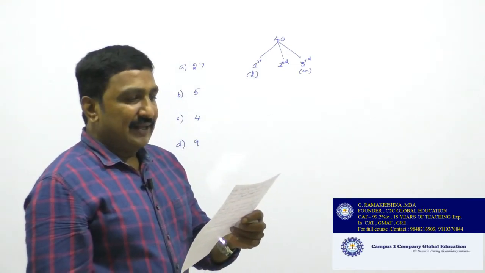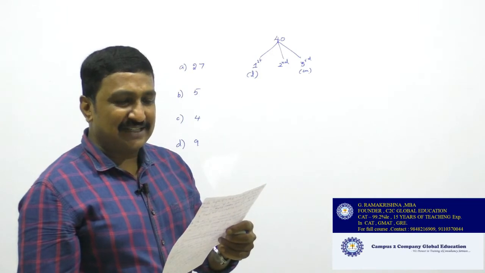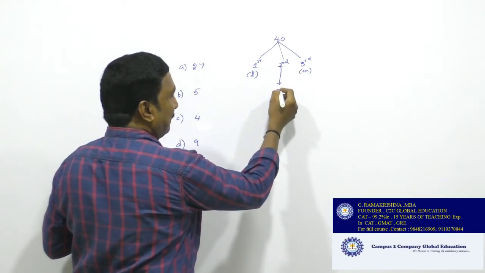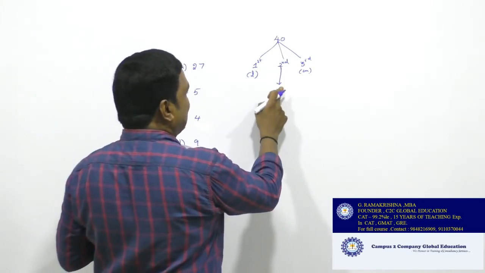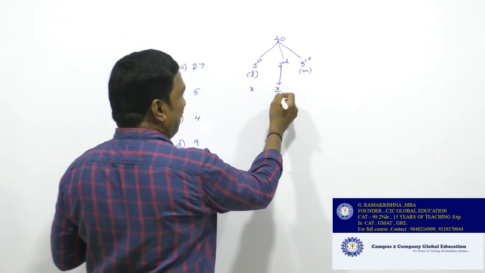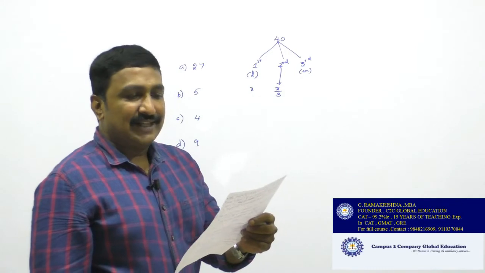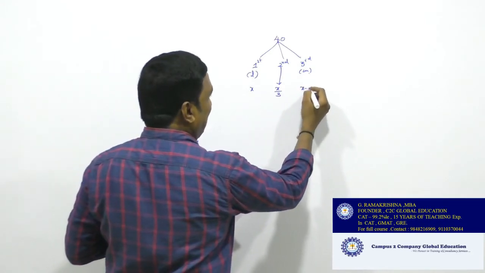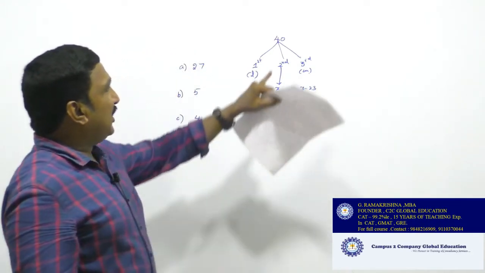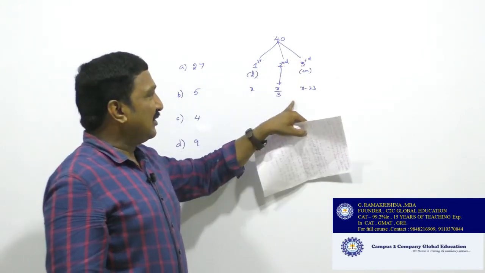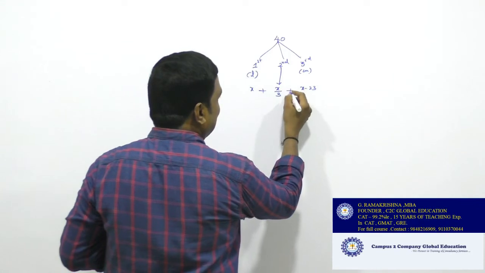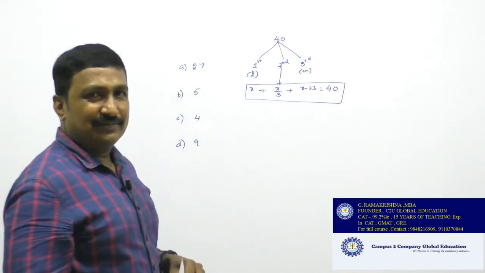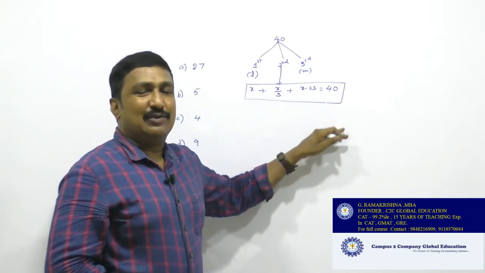Now the question. The longest piece is 3 times as long as the middle sized piece. That means if the longest piece is x, the middle sized piece is x by 3, and the shortest piece is 23 centimeters shorter than the longest piece. So the shortest piece is x minus 23. If you add all 3, you will get 40. Right? This is one method. So if you add these 3, it comes to 40. So solve this equation, you will get the x value. Then we can find x minus 23. This is one method, friends.